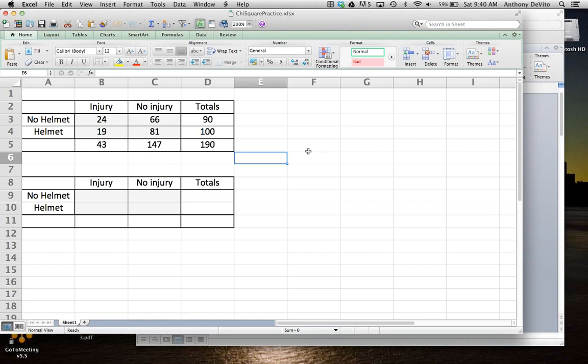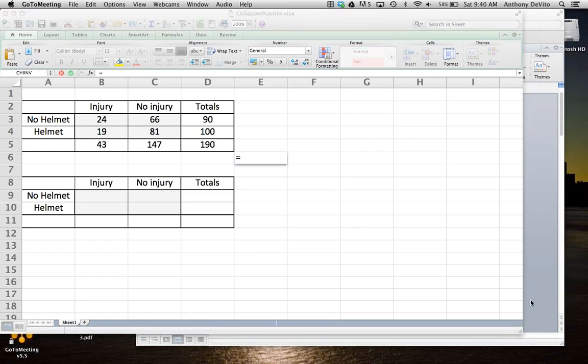Can anybody tell me what the prevalence is? What the risk of having a head injury overall for this population of 190 people? What would that be? What would be the prevalence? What's the likelihood that any individual within this whole group would have a head injury? Okay, it's early in the morning, so I'm not going to keep you waiting. I won't wait for you to answer that question.